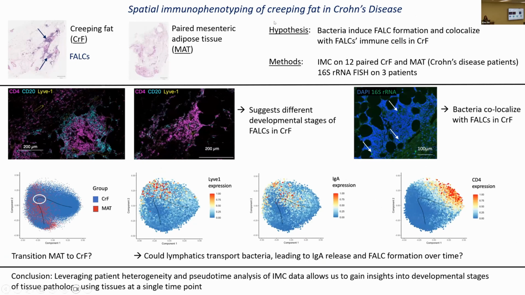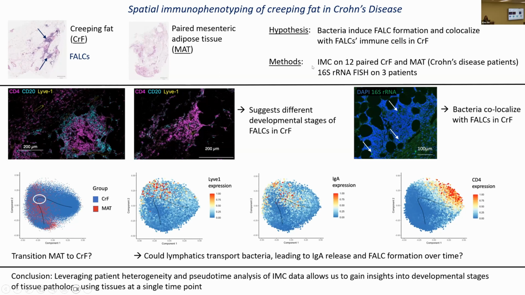So our lab is studying creeping fat, which is an extraintestinal manifestation of disease that is defined by the expansion of the mesenteric adipose tissue around the inflamed small bowel. And so we observed that in the creeping fat tissues, there are fat-associated lymphoid clusters, or FALCs. However, those FALCs are not present in the paired mesenteric adipose tissue. So we hypothesized that bacteria induce the FALC formation and colocalize with FALC immune cells in creeping fat.